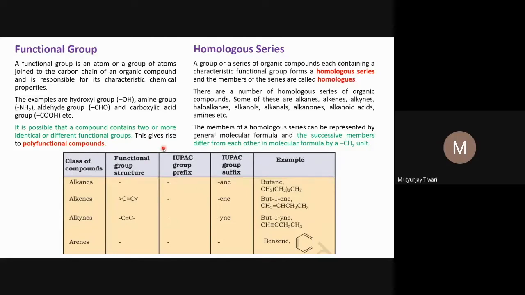Similarly, if there is more than one functional group on one compound, meaning polyfunctional compounds, then we will see which functional group is more reactive, and whichever functional group is more reactive will take part in the chemical reaction.